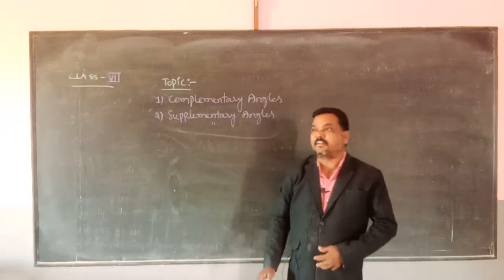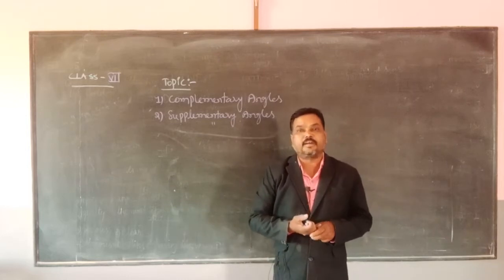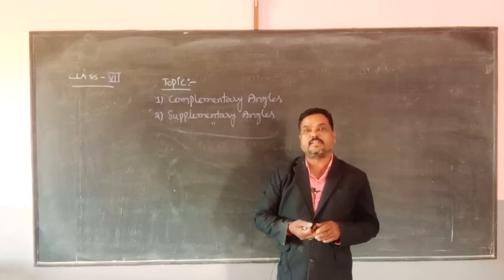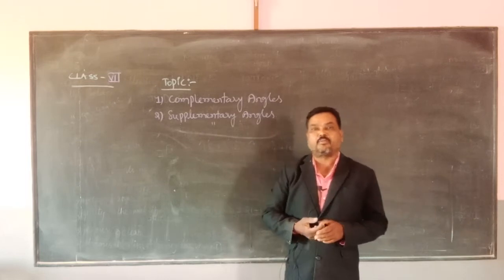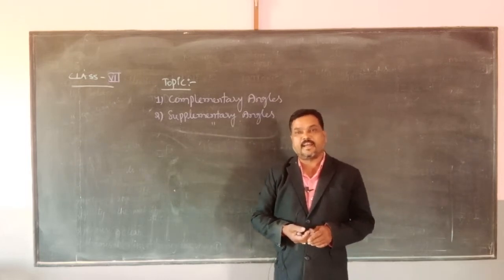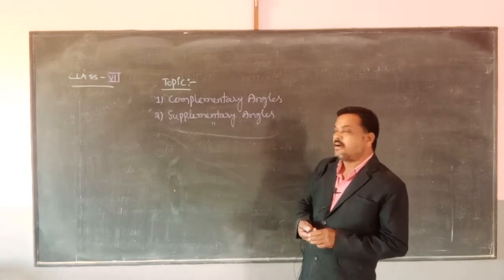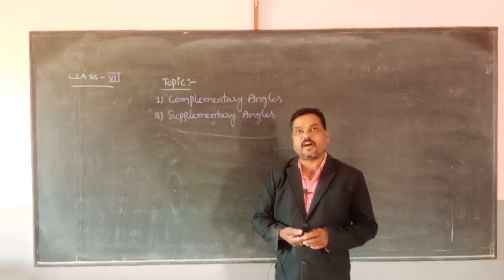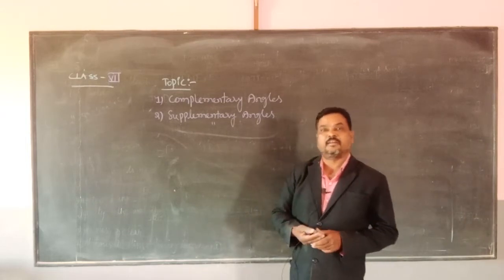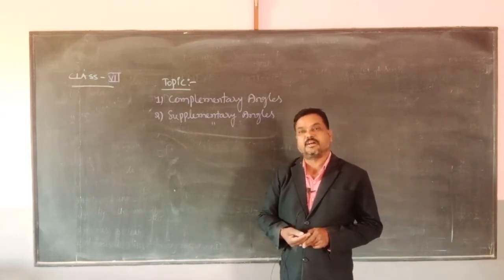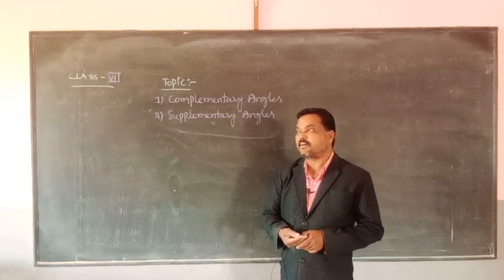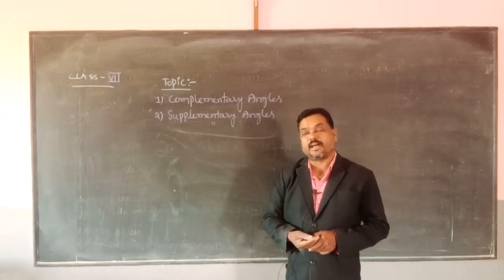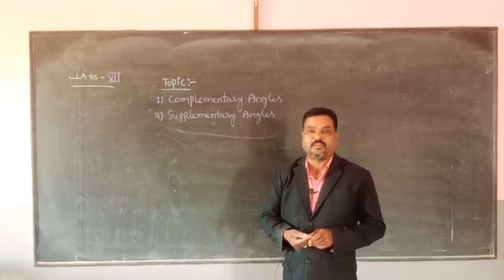Hi students, in the last class we discussed the chapter Lines and Angles. The topics were basic geometrical ideas, that is point, line segment, ray, line, and angles. In the concept of angles, we discussed the types of angles, that is zero angle, acute angle, right angle, obtuse, reflex, straight and complete angles, and the types of angles measured in degrees also.